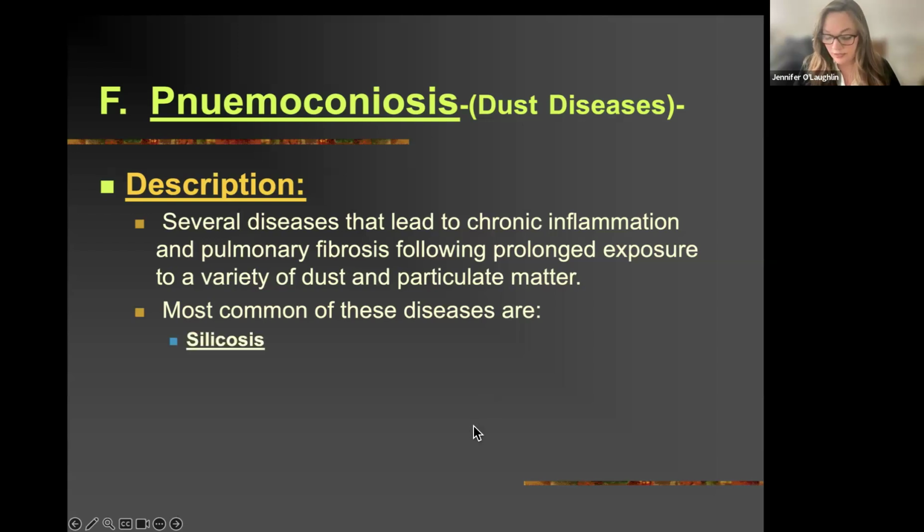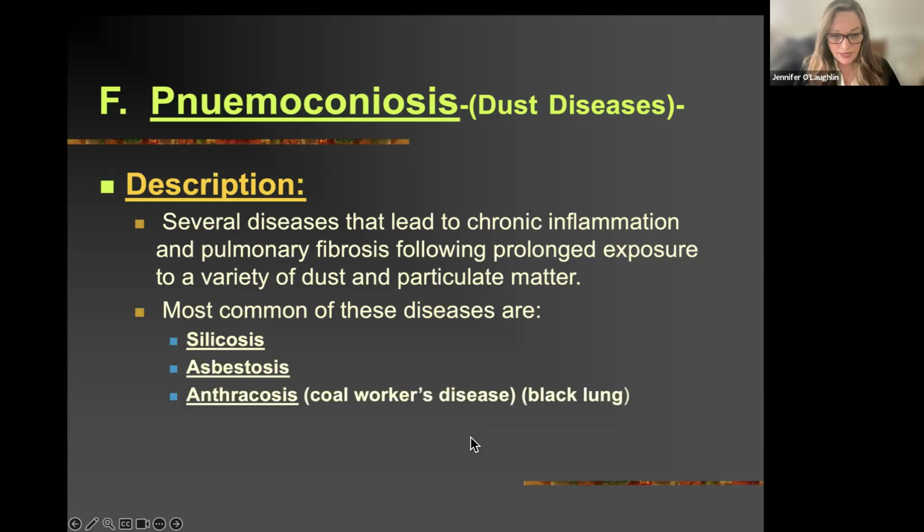First one is silicosis, asbestosis, and then anthracosis. Silicosis is caused by inhalation of silica. This often happens with people who do sandblasting for a job. Asbestosis tends to be in construction workers who have worked with asbestos, or in remediation of asbestos if you're trying to take it out. And then anthracosis is also called coal workers' disease, coal miners' disease. It's also called black lung because it actually turns the lungs black. This is going to happen more in coal workers, from inhaling coal dust.